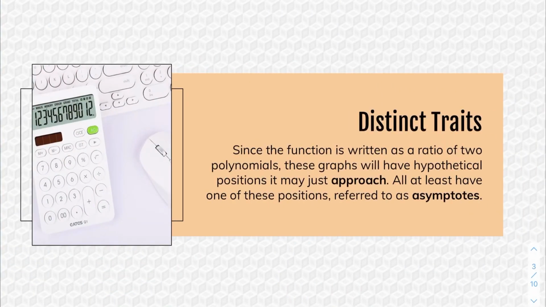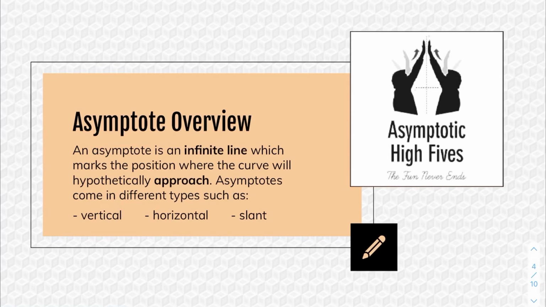Since the function is written as a ratio of two polynomials, these graphs will have hypothetical positions it may just approach. All will have at least one of these positions, referred to as an asymptote. Having a fraction made of polynomials is unique, but the most distinct trait that makes it easy to point out a rational function is its incorporation of asymptotes. These asymptotes shape rational functions into the iconic graphs we see online. We will further discuss asymptotes in the next slide.